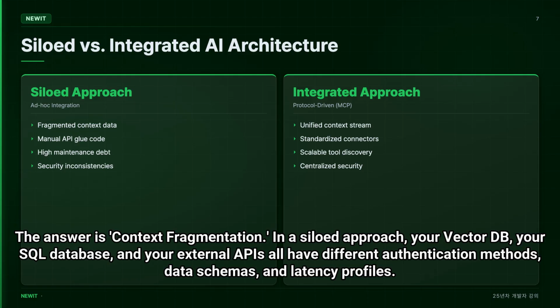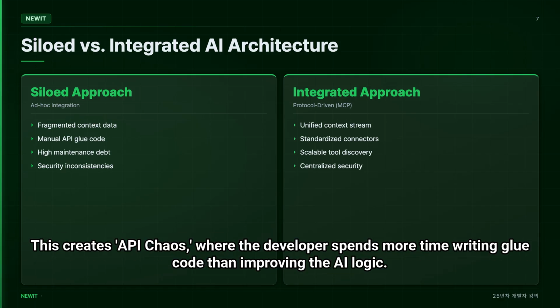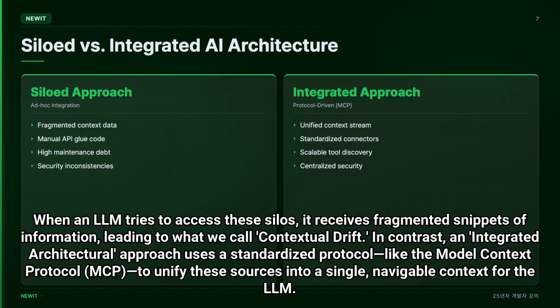In a siloed approach, your vector DB, your SQL database, and your external APIs all have different authentication methods, data schemas, and latency profiles. This creates API chaos, where the developer spends more time writing glue code than improving the AI logic. When an LLM tries to access these silos, it receives fragmented snippets of information, leading to what we call contextual drift. In contrast, an integrated architectural approach uses a standardized protocol, the Model Context Protocol, MCP, to unify these sources into a single, navigable context for the LLM.